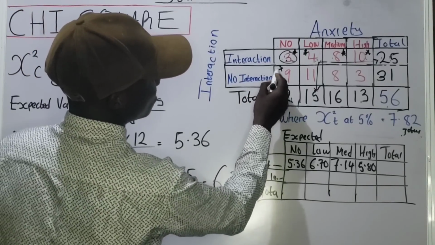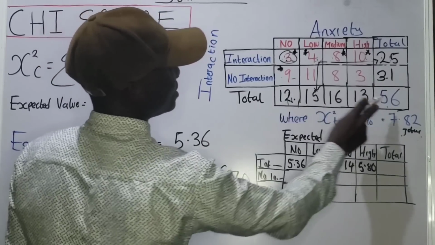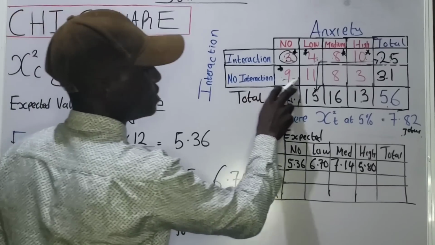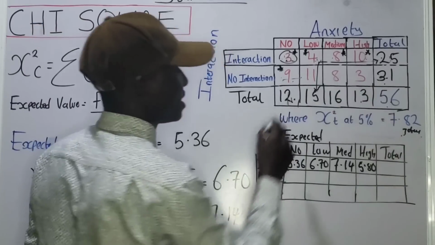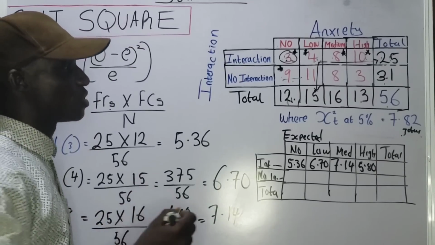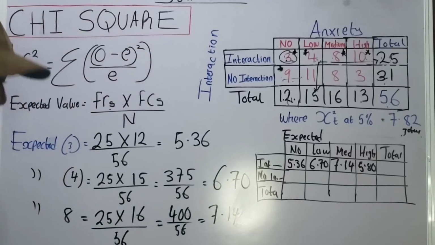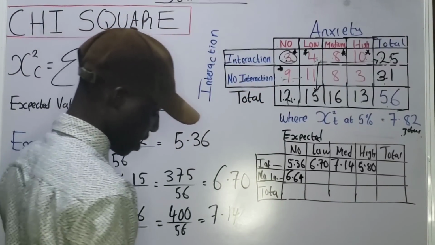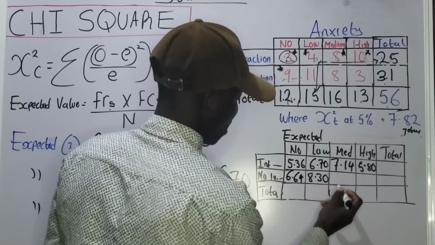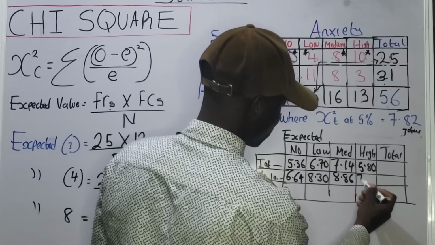Look, we want to determine this now. The expected value for 9 will be 31 multiplied by 12 divided by 56. Do you understand? The frequency of the row summation which 9 belongs to is 31. And the frequency of the column summation which 9 belongs to is 12. So for 9, the expected value is 6.64. Here I'm going to have 6.64. And for this place, I'm going to have 8.30. For this, I'm going to have 8.86. Here, I'm going to have 7.20.